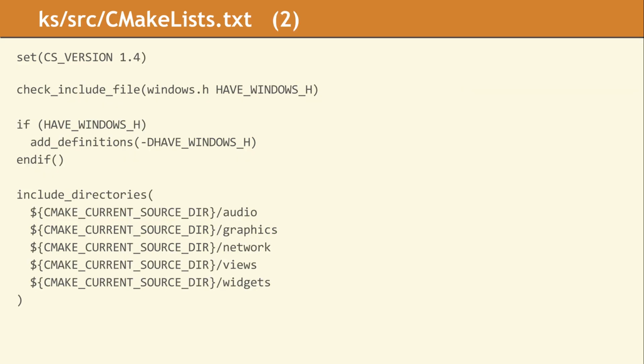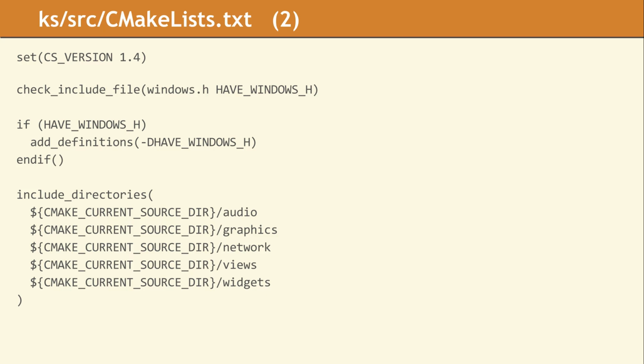This is the CMake file for the source folder. The first line sets a variable that will be used to link with a specific version of CopperSpice. The next few lines show how to test functionality available on the build system. In this case, we are looking for whether the windows.h include file is available.